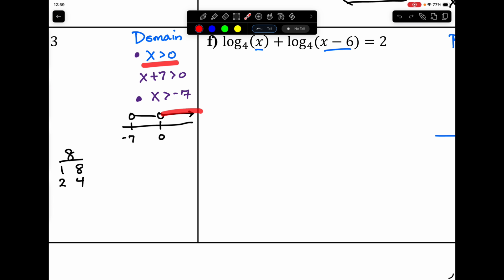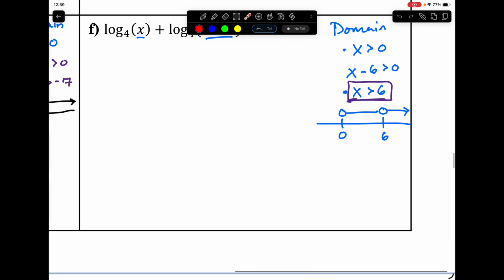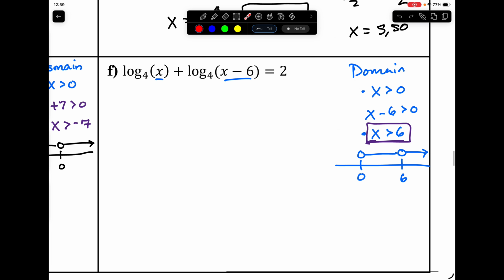It has to be greater than. Same thing right here, greater than 6. So that guarantees that we satisfy both of these bullets there. So now let's go into how to solve this. Well, just like the last example, since we're adding again these two logs, we can condense this to 1 log of base 4 by multiplying the x with the x minus 6. So that gives us x squared minus 6x equals 2.